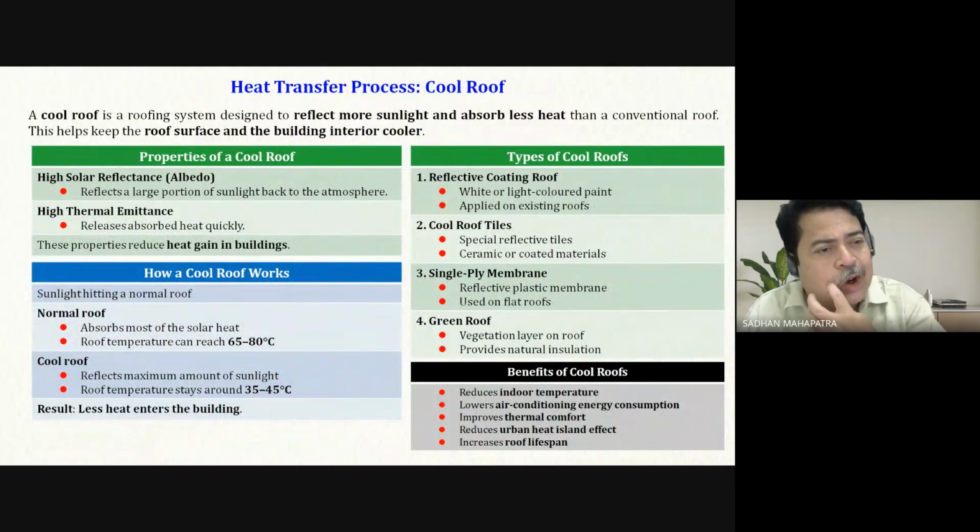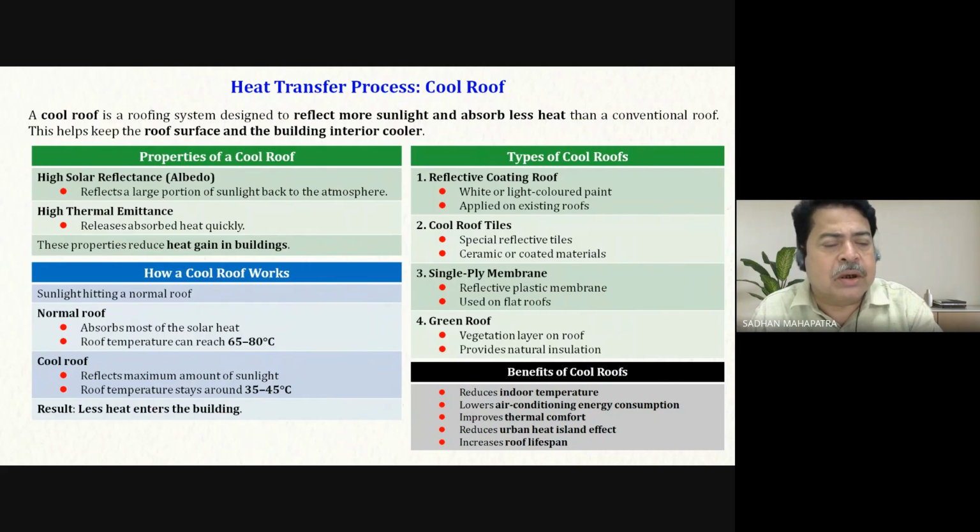Now there is something called a cool roof. A cool roof is a roofing system designed to reflect more sunlight and absorb less heat than a conventional roof. This helps keep the roof surface and the building interior cooler. Properties of the cool roof: it has a high solar reflectance, reflecting a large portion of the sunlight back to the atmosphere, and high thermal emittance, releasing the absorbed heat quickly. These properties reduce the heat gain in the building.